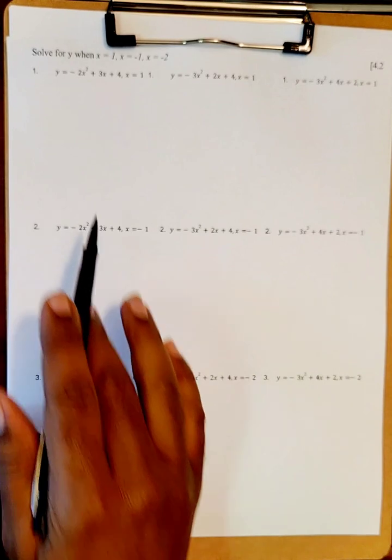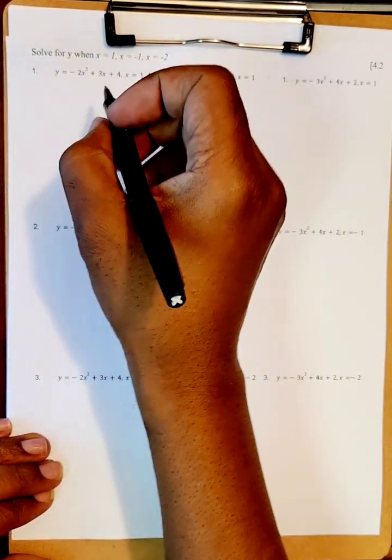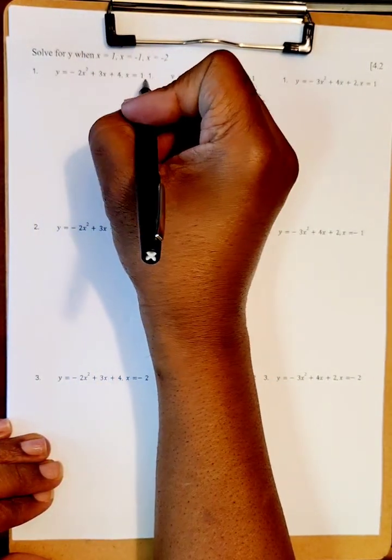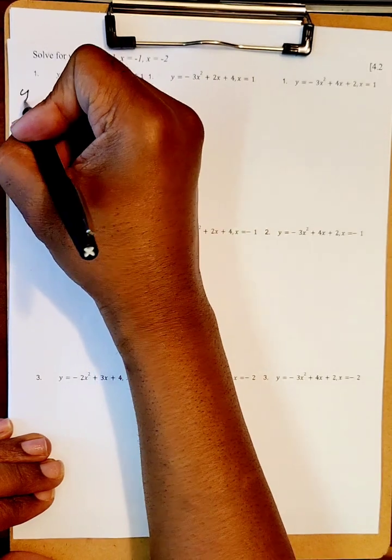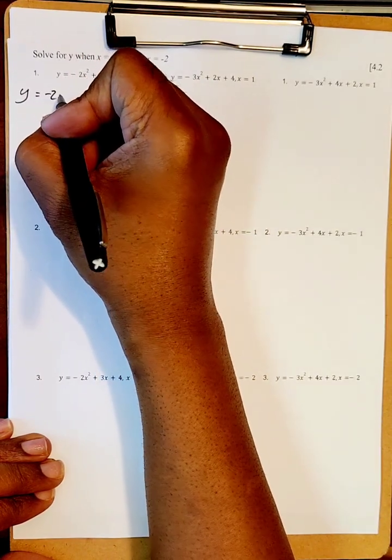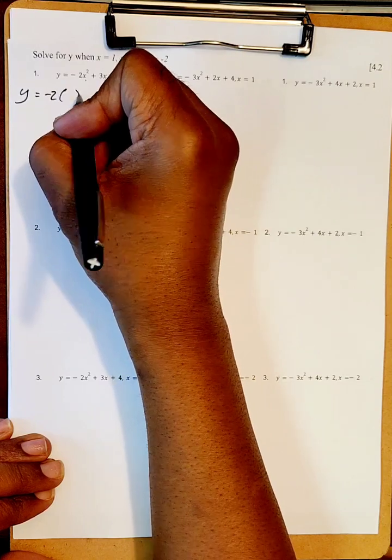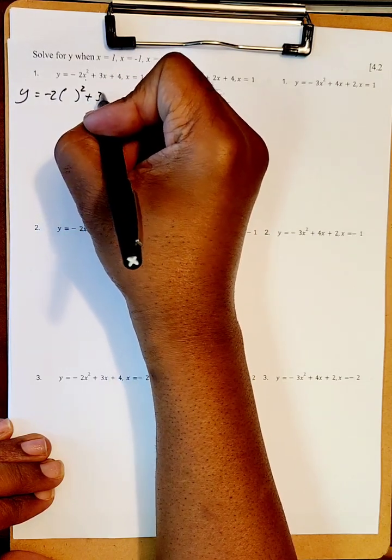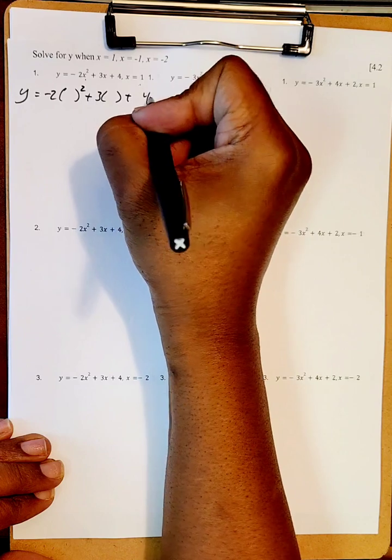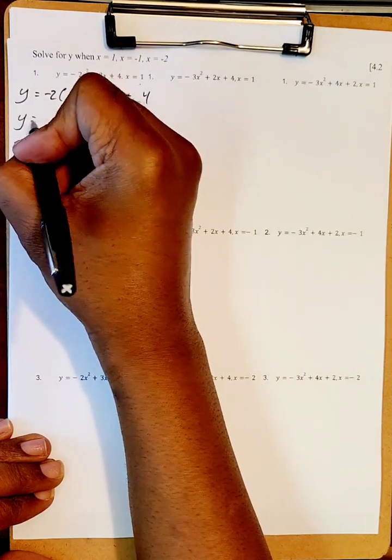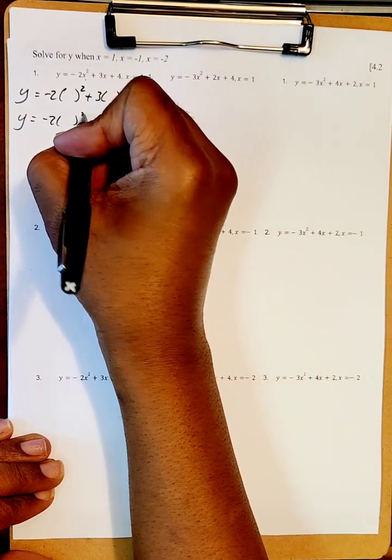Okay, we'll be using substitution in order to solve for y. And here we have that x is 1, so we're going to have y equals -2. And every x we're going to change into a parentheses. So parentheses to the second power plus 3 parentheses, then plus 4. So now y will equal -2 parentheses squared.